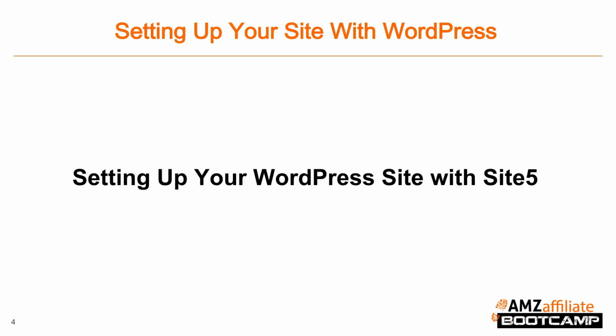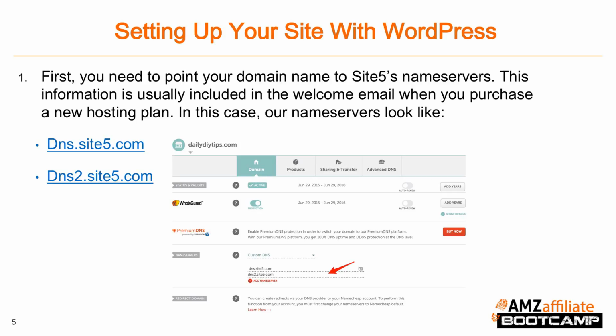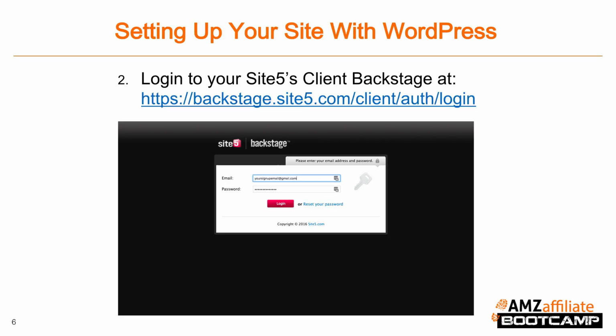Now let's talk about setting up your WordPress site with Site5. We're going to demonstrate the setup of a new site using Site5 hosting, and the process is similar if you use other web hosting as well, but this is our example. Okay, so first you need to point your domain to Site5's name servers. This information is usually included in the welcome email when you purchase a new hosting plan. In this case, our particular name servers look like this: dns.site5.com, dns2.site5.com.